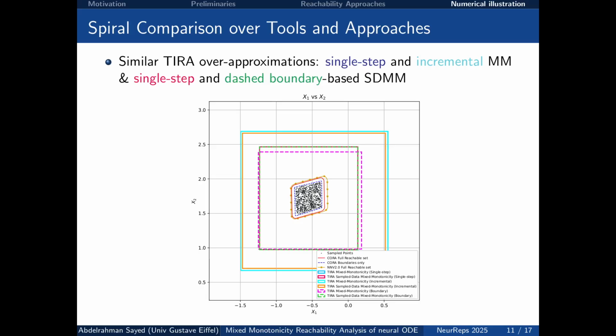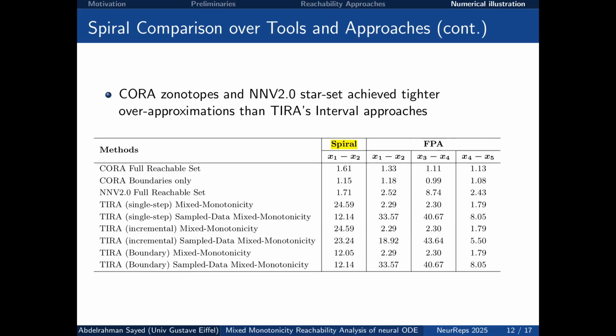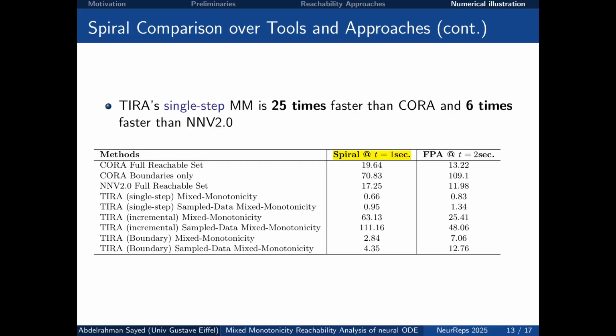For the spiral system results, some of the resulting TIRA over approximations were identical. However, the incremental and boundary-based approaches require more computational time than the single-step approach. In terms of over-approximation tightness, both CORA and NNV achieve tighter over-approximations than TIRA. However, TIRA achieved the fastest computational time for the single-step method compared to CORA and NNV.